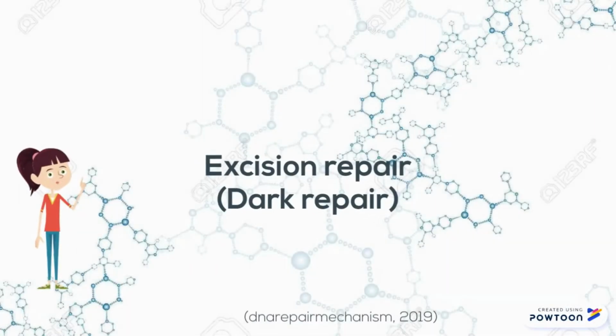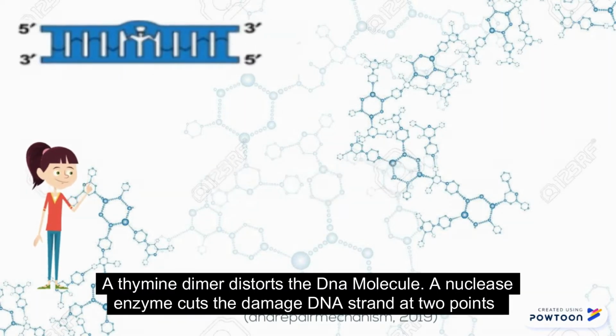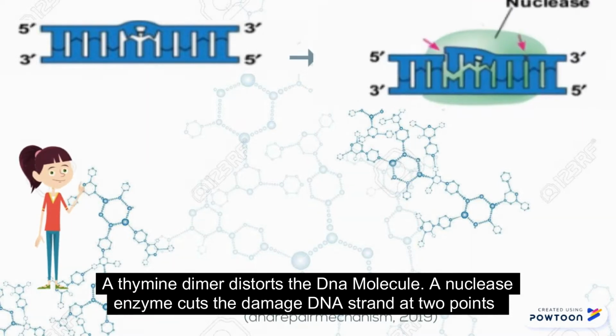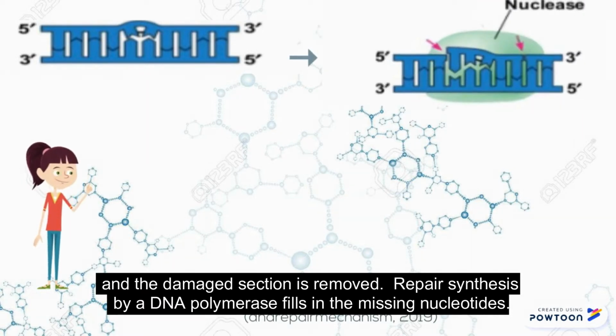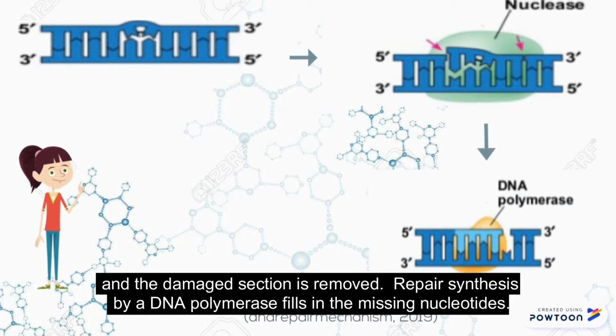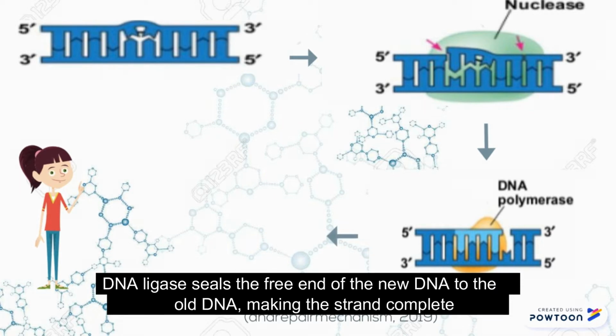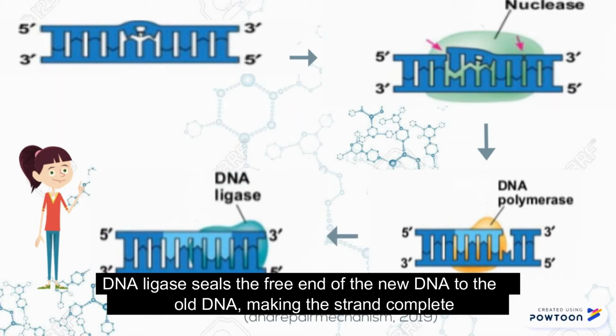Excision repair, or dark repair. A thymine dimer distorts the DNA molecule. A nuclease enzyme cuts the damaged DNA strand at two points and the damaged section is removed. Repair synthesis by a DNA polymerase fills in the missing nucleotides. DNA ligase seals the free end of the new DNA to the old DNA, making the strand complete.